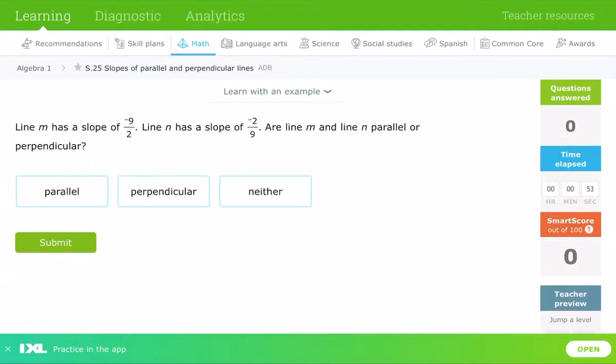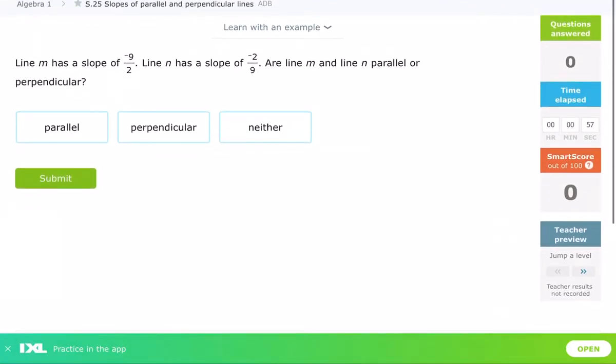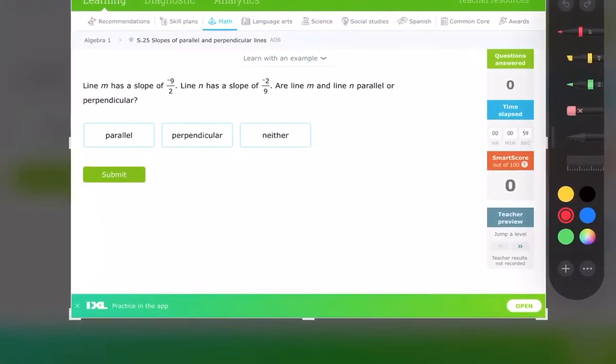And so right off the bat, you're going to be getting questions like this. So let me go ahead and show you what you want to focus on. The first thing you want to do is focus on the slope, and you want to focus on the other slope, and you want to tell if they're parallel, perpendicular, or neither.